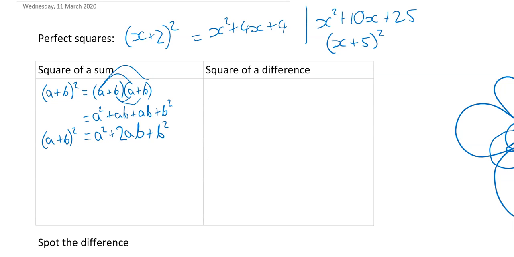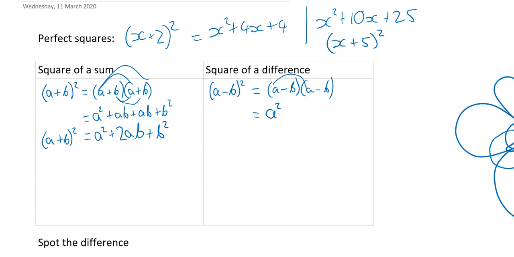Now, if this was the square of a sum, a plus b squared, what would the square of a difference look like? Sure, a minus b. In fact, that is exactly what it is. So a minus b squared is going to look very similar with one very small difference, but still crucial. So a minus b, a minus b. So what's going to happen here, if I expand this, I'm going to get a squared still.